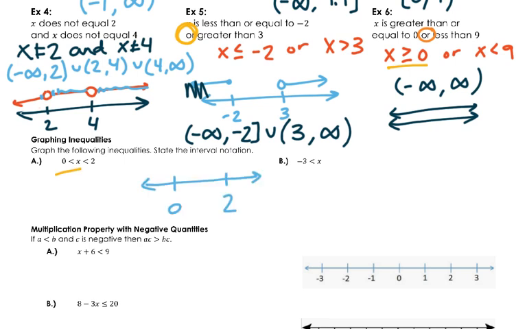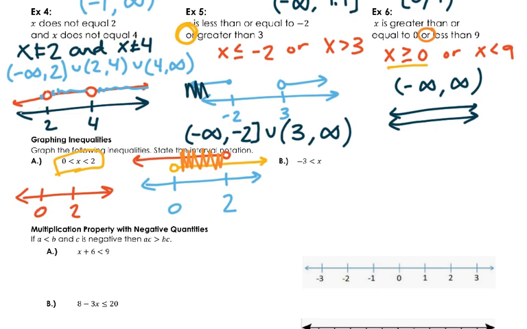X is greater than 0. So you see how I have to read that backwards? X is greater than 0. And, I know the word is and because they're connected in this manner. And X is less than 2. So, and implies where are they both true? They're both true in the middle. So we're looking on the interval from 0 to 2 only. This would be my working graph, and this will be my final graph.